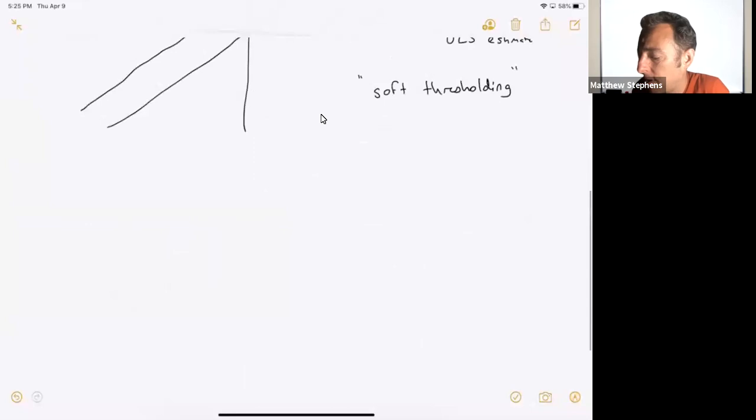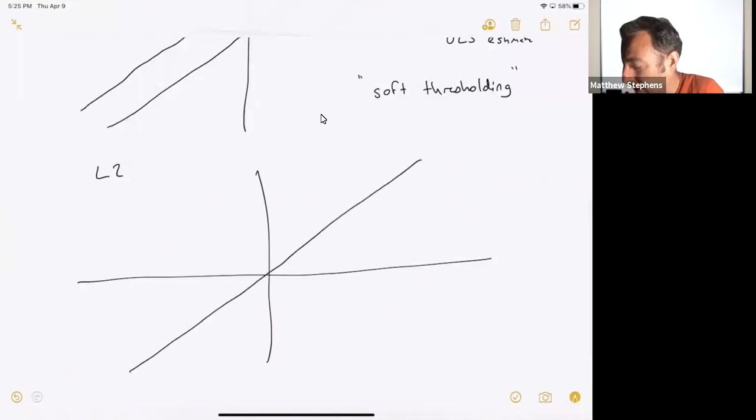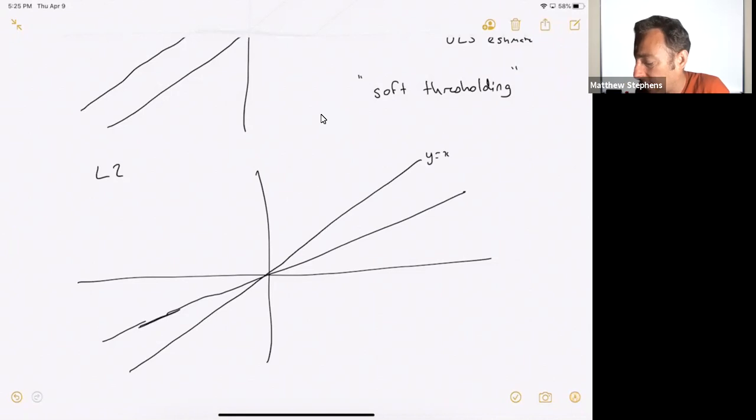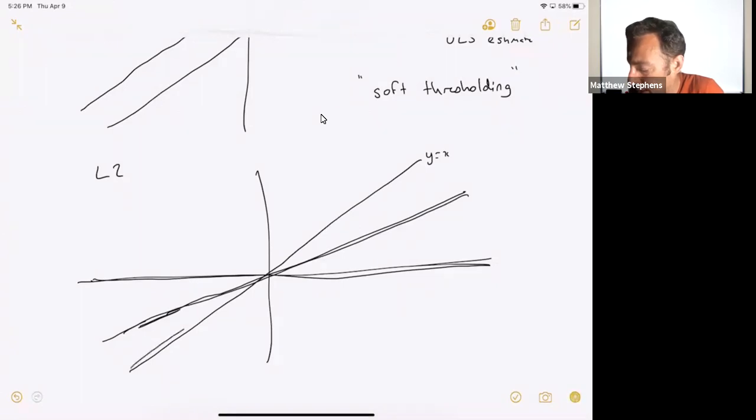And then L2, you get a plot like this. It doesn't have this thresholding. So this is y equals x again. It still makes things smaller but by a constant multiplicative factor. So if lambda is very, very strong, everything gets shrunk very strongly towards 0. If lambda's less strong, you still get a linear dependence. And if lambda's very, very weak, then you get something very close to y equals x.